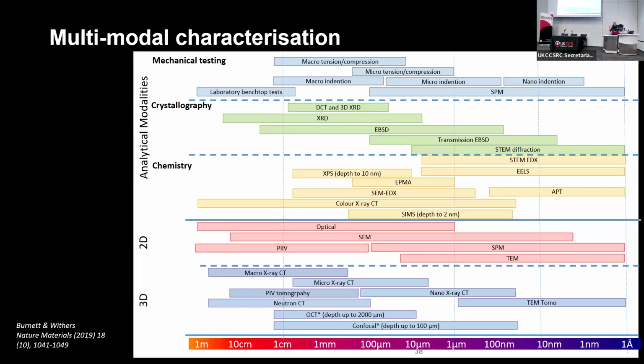Some have already been mentioned, others will come up over the course of the sessions. And what we're going to be looking at today, and what we've already heard a bit about, is the CT, but there's a bunch of crystallographic, chemical, and imaging in 2D and 3D that we throw at our samples to understand them at the micron to millimeter scale, generally speaking. But some of these will go up to the meter scale if we need to.